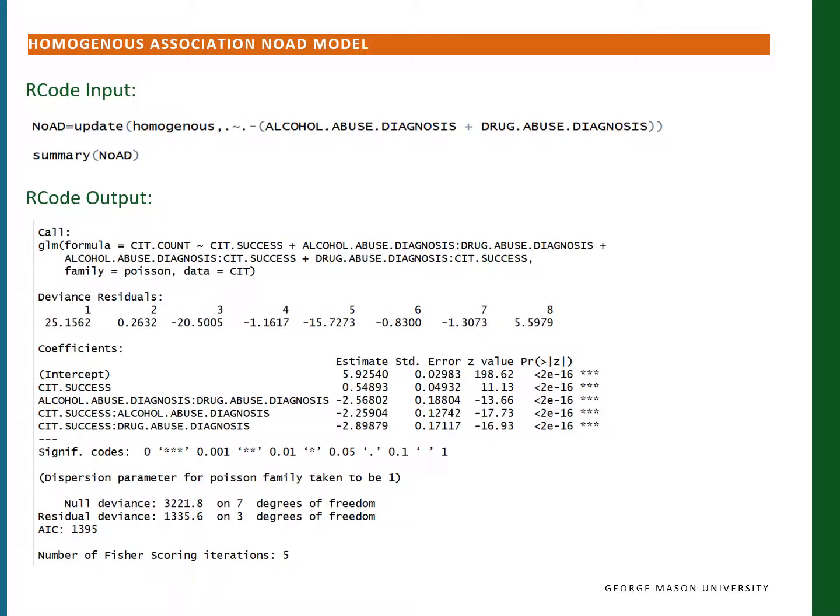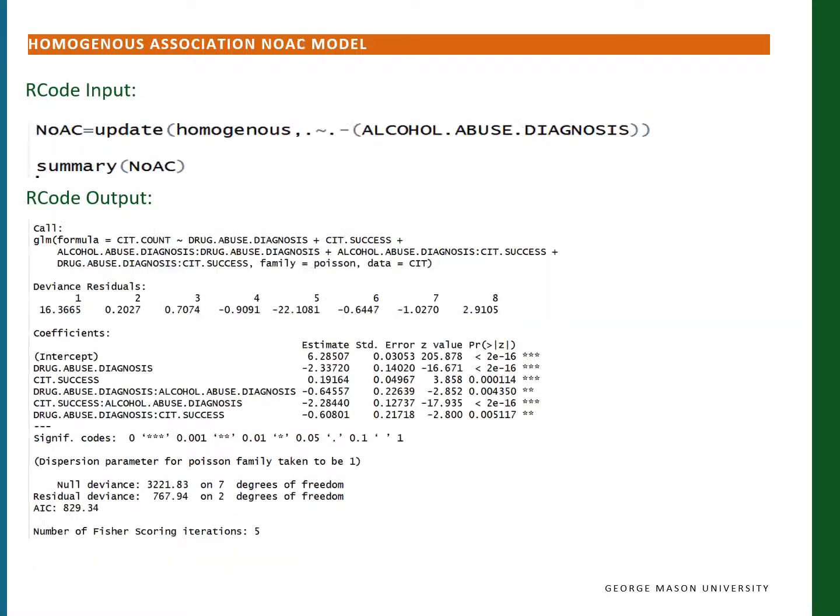We'll move on and create a homogeneous association no AD model, which means no alcohol as well as no drugs, as you can see from the screenshots below. Next, we'll create another homogeneous association no AC model, meaning no alcohol and no CIT success, as you can see below.